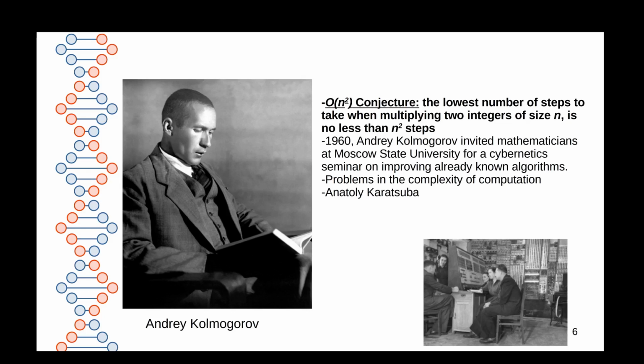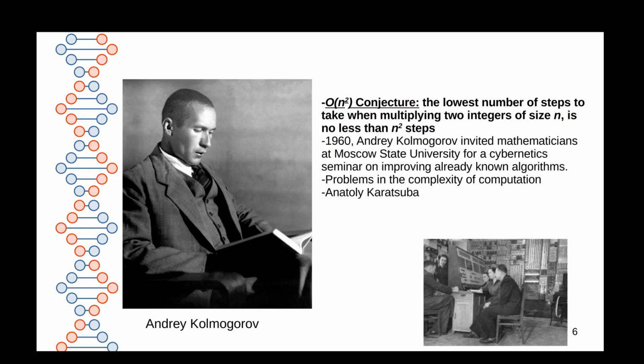He himself could not find a faster way of multiplication, but he also knew as a mathematician that more possibilities existed. At Moscow State University, Kolmogorov hosted a cybernetics seminar specifically to tackle what was called at the time problems in the complexity of computation. This event is largely responsible for kickstarting a new branch of mathematics known as algorithm efficiency.